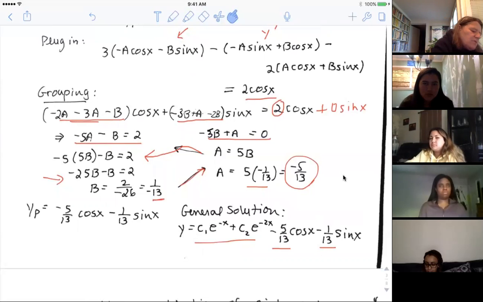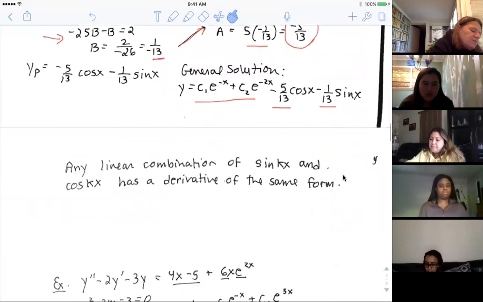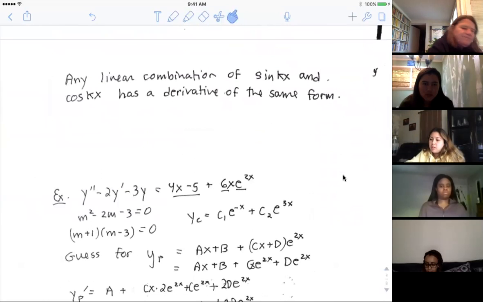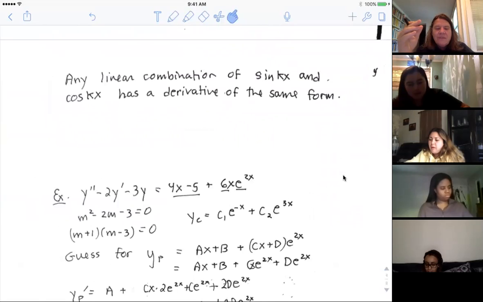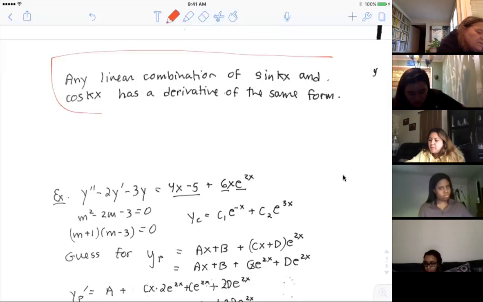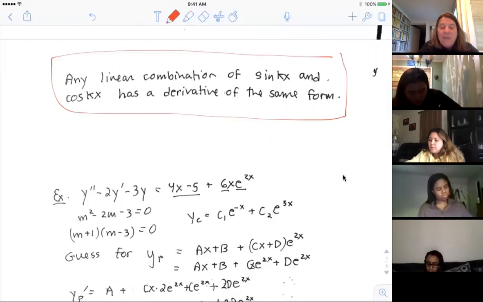All right. So let's move on to one other thing here. Not only will all of those functions that I listed work, but any linear combination of those things. For example, any linear combination of sines and cosines would work. So I could have had on that other one 2 cosine x plus 5 sine x, and I could make a guess for each one of those, which would involve sines and cosines.